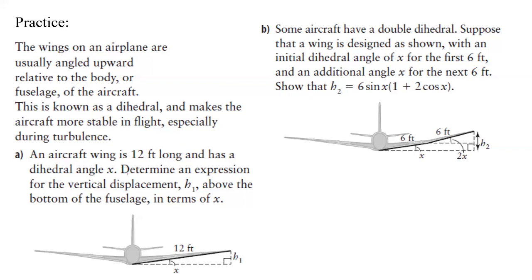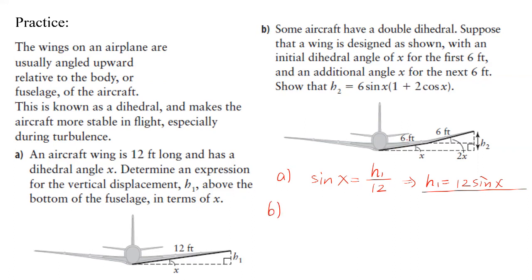So basically there are two scenarios, right? In the first scenario, the aircraft wing is 12 feet long. And we want to determine an expression for the vertical displacement h1, right? So note here, in this right triangle, sine x, according to the definition of sine x in the right triangle, is h1 over 12, right? And in this way, we know that h1 is actually 12 times sine x. This is the expression of h1, right?